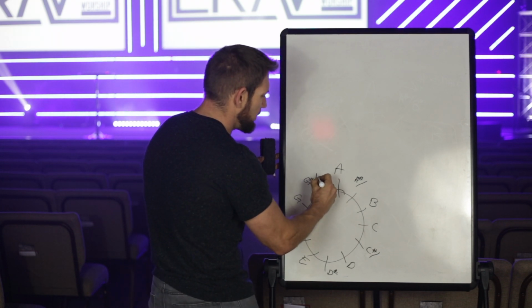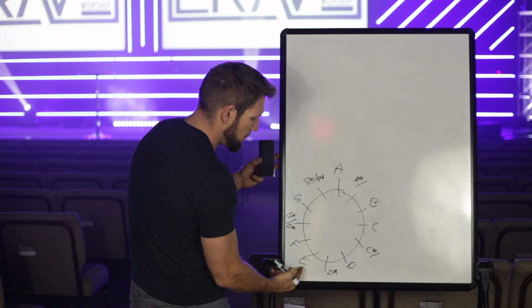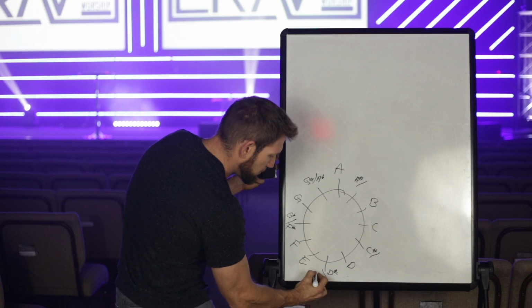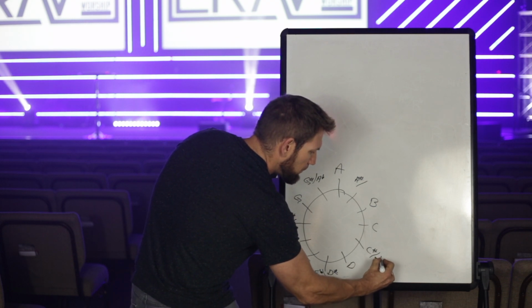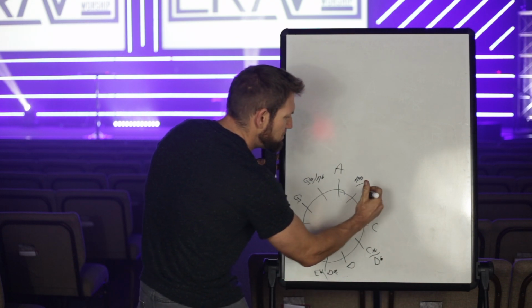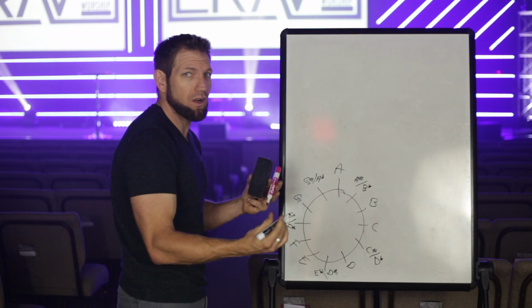A to A flat. G to G flat. E to E flat, D to D flat, B to B flat. So there we go. That's how quick we can do this.